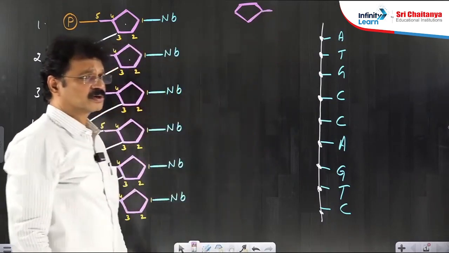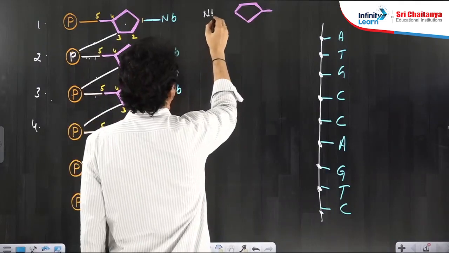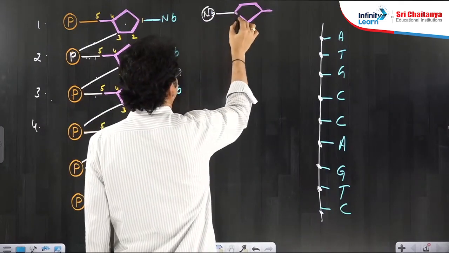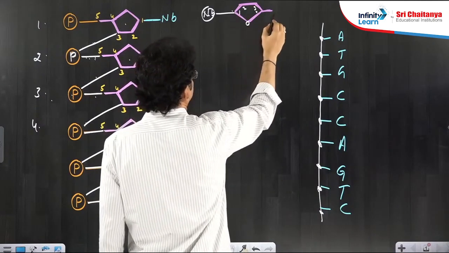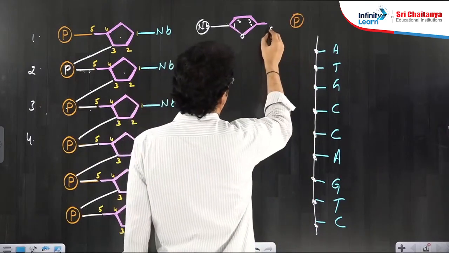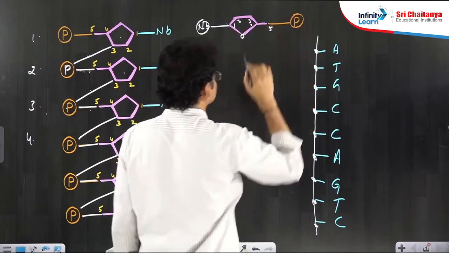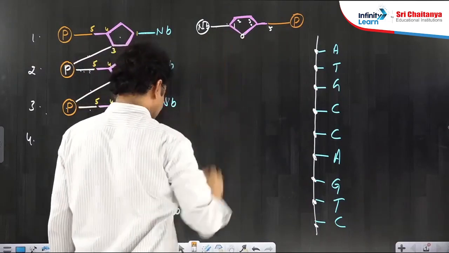It is also a sugar molecule. One nitrogen base is attached to the first carbon of the sugar, then the second carbon, third carbon, fourth carbon, and oxygen is the fifth carbon. Phosphate is present here. The bond between the fifth carbon of the sugar and the phosphate is the phosphoester bond. The base to the first carbon of the sugar is the glycosidic bond.